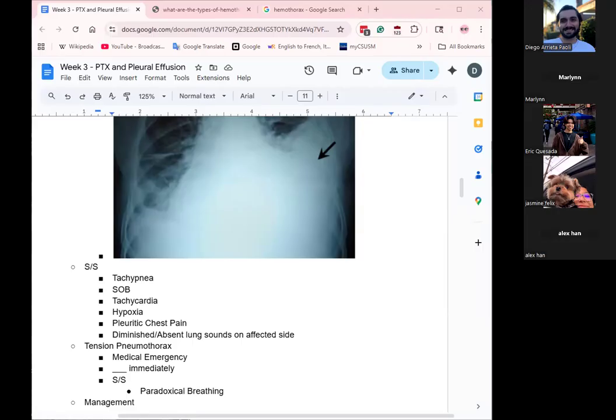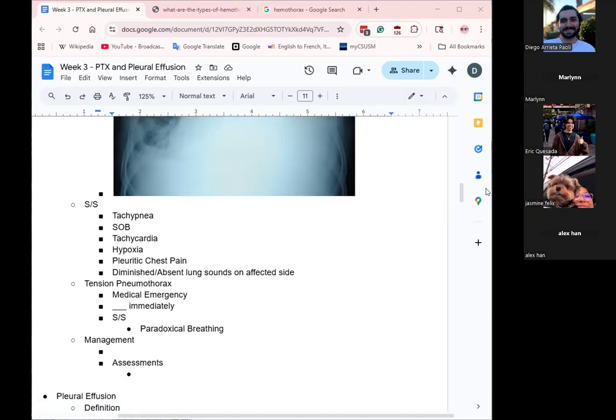Yeah. Although I think uneven chest rise is more typical with the tension pneumothorax. Okay. So, tension pneumothorax is a medical emergency. This one will require a chest tube immediately, and they don't really test too much on this one.